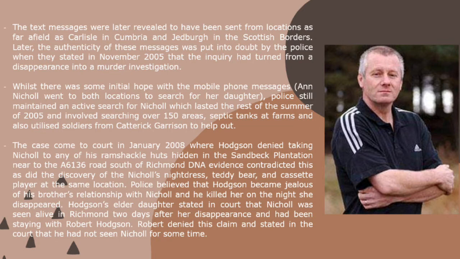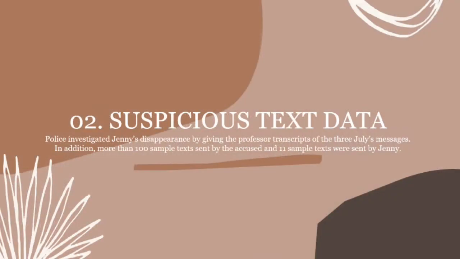The case came to court in January 2008, where Hodgson denied taking Nicholl to any of his ramshackle huts hidden in the sunbed plantation near the A6136 road south of Richmond. DNA evidence contradicted this, as did the discovery of Nicholl's nightdress, teddy bear, and cassette player at the same location. Police believe that Hodgson became jealous of his brother's relationship with Nicholl and he killed her on the night she disappeared. After Section 1, we are going to Section 2, Suspicious Text Data.